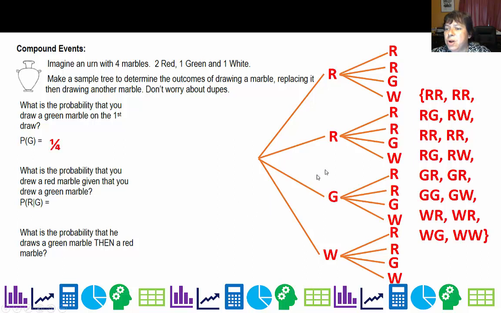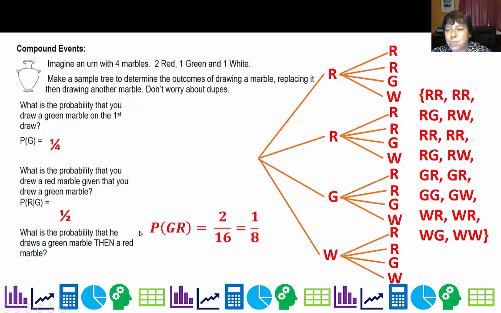What is the probability you draw a red marble given that you drew a green marble? Well, it's going to be 1 out of 2 because if I drew the green marble, how many possible outcomes are there for the second draw? So when I do given, I'm not doing the probability of getting a green. I'm doing the probability if I've already gotten a green, what's the probability of getting a red? So 2 of these are red out of 4, so your probability is 1/2.